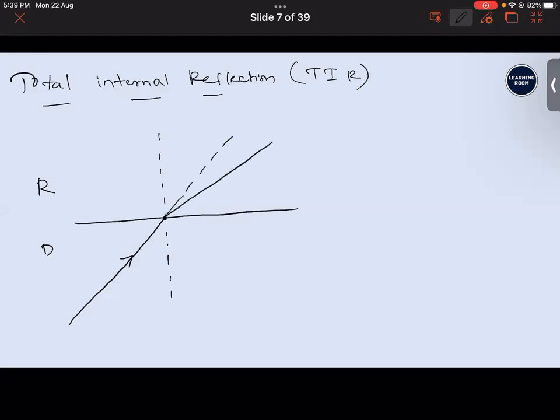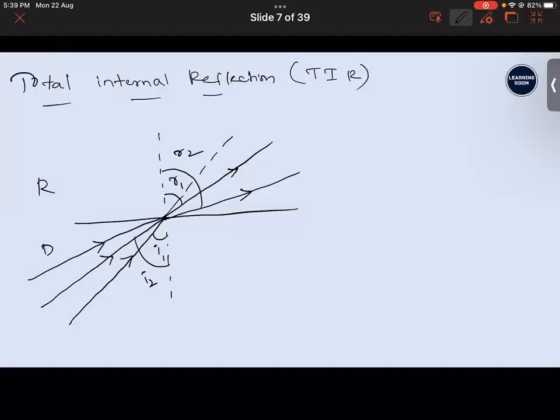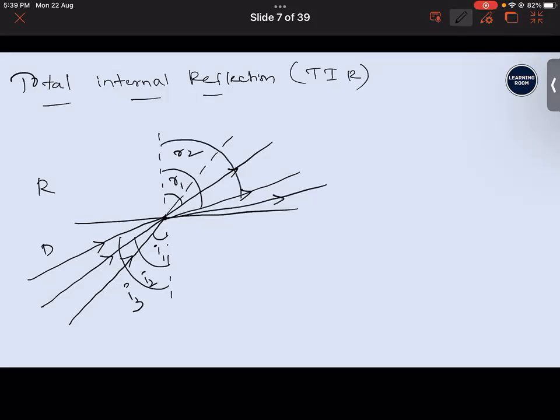It starts moving away from the normal. If this is I, this will be R1. Now, if I keep increasing the angle of incidence, let's say from I1 to I2, what will happen to the angle of refraction? That will also increase, because the greater the angle at which it hits, the more it moves away. So it will become R2. Suppose a third ray makes an angle of incidence I3, the refracted ray will become R3.